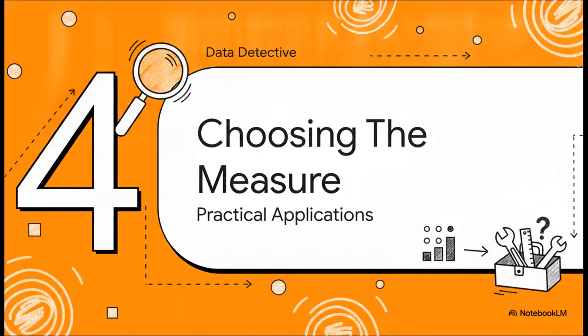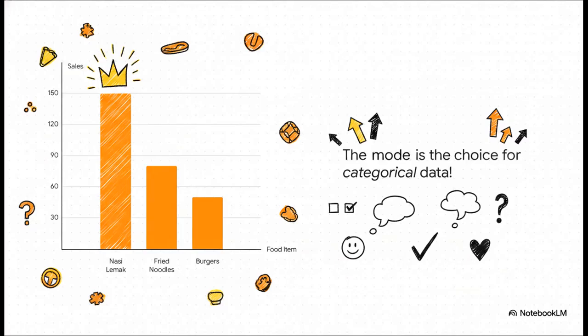Section 4. Choosing the right measure. Let's say we're checking out January food sales at the school canteen, and wow, nasi lemak is just towering over the rest. Now think about it. You can't exactly calculate a numerical average for canteen food. Like, what is the mean of nasi lemak and fried noodles? It makes 0 sense. That makes the mode the perfect and, really, the only choice for categorical popular data. You just look for the crowd favorite.